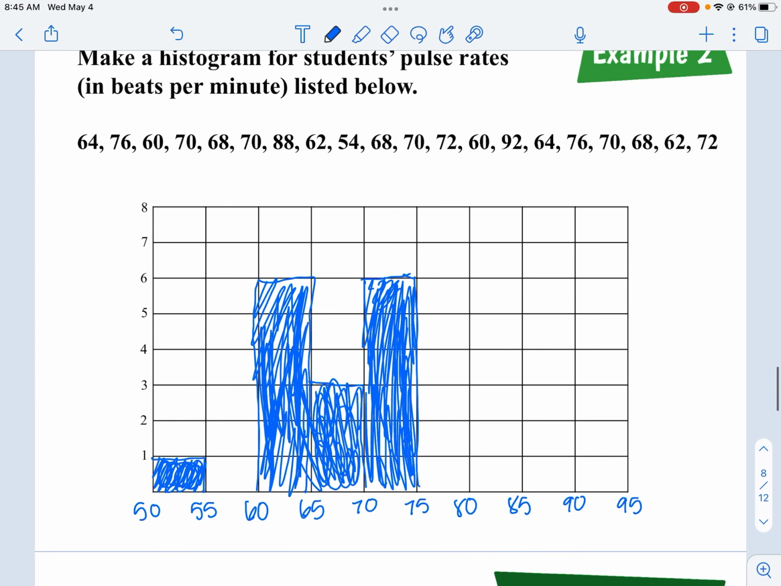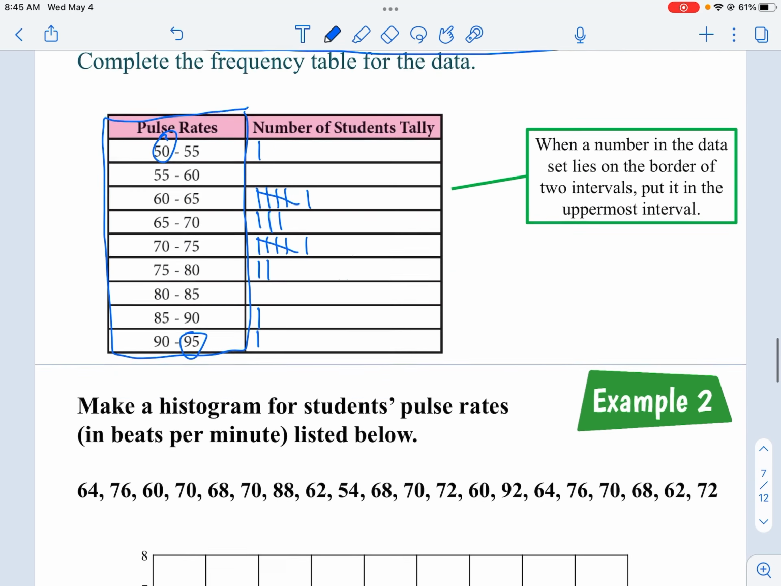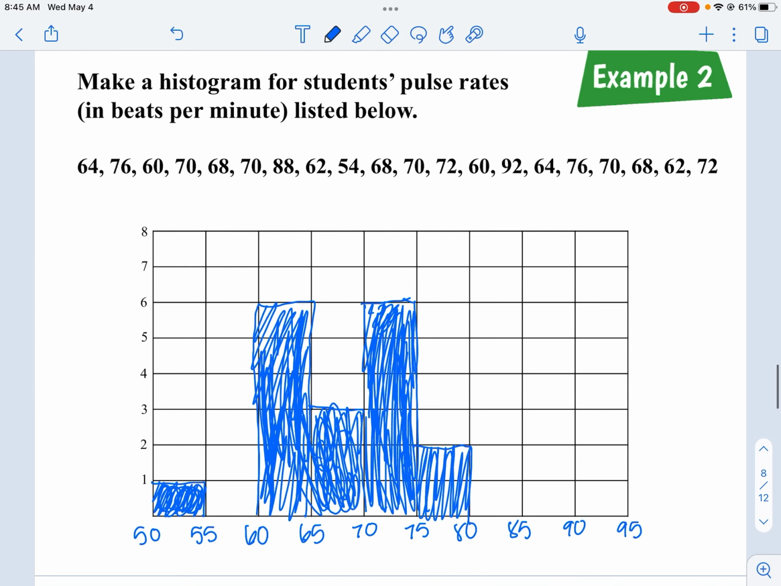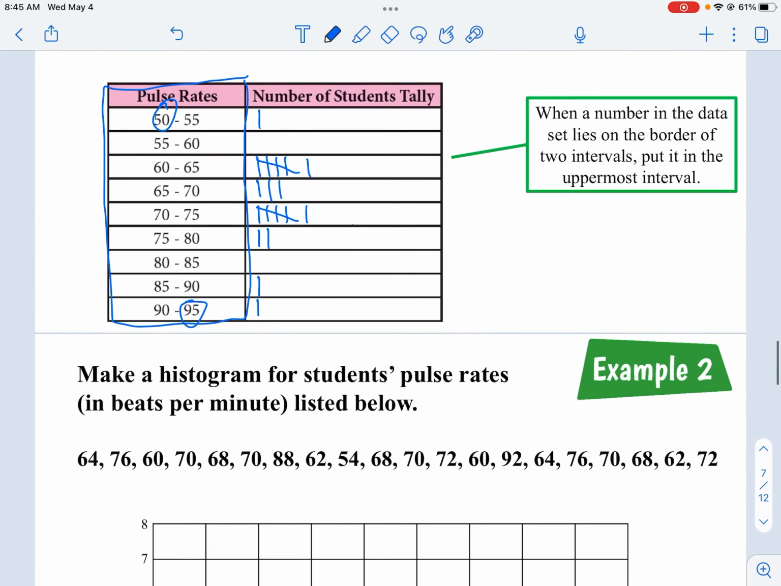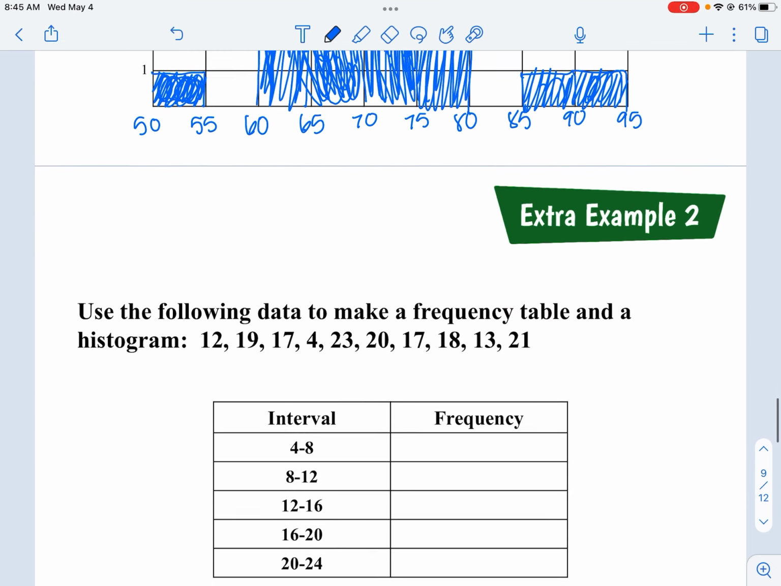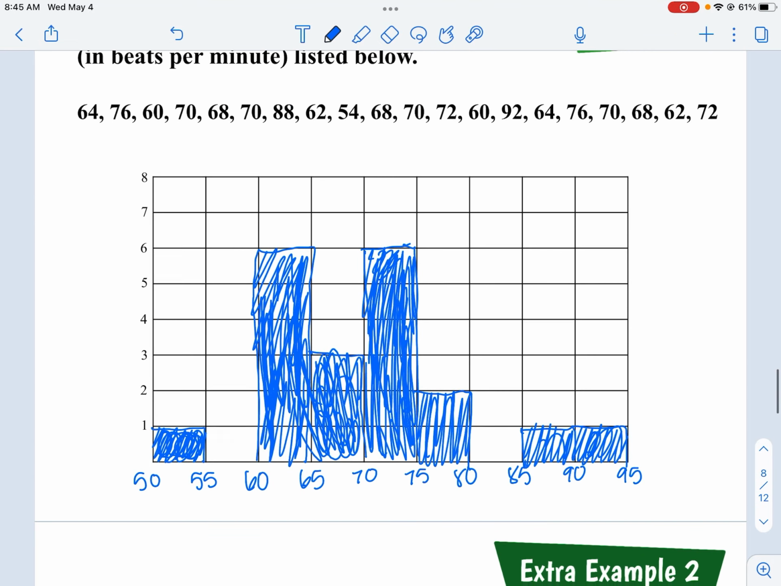75 to 80, there's 2. 80 to 85 is empty. Then 85 to 90 is 1. And then 90 to 95 is 1. All right, so yours should look something like this. Okay. If you need a minute, pause the video and make sure you copy that down. So that's our histogram.